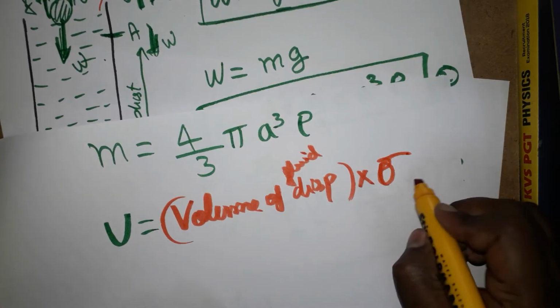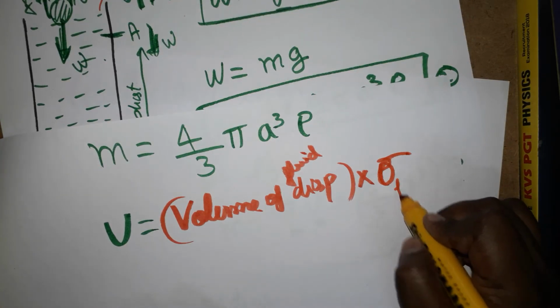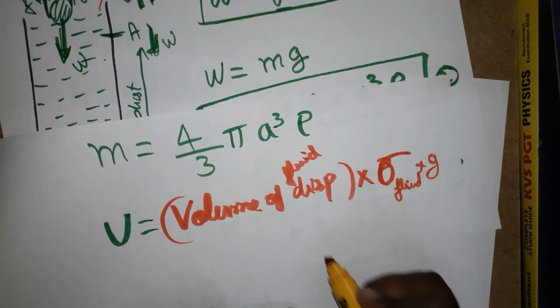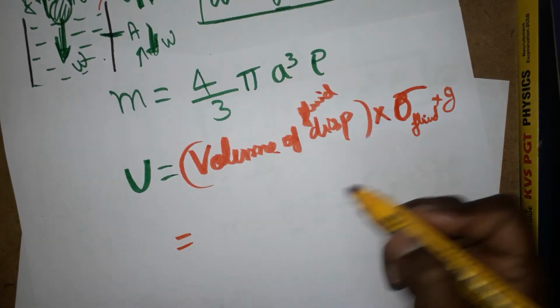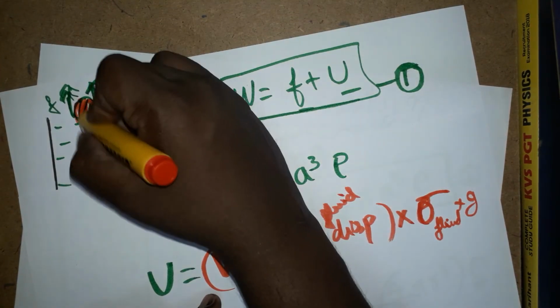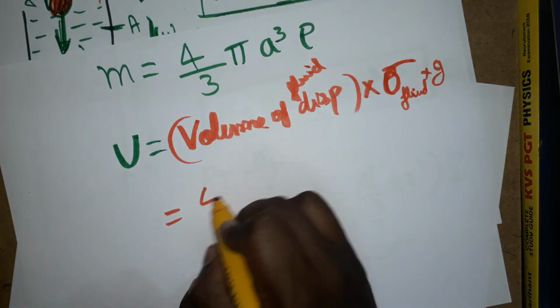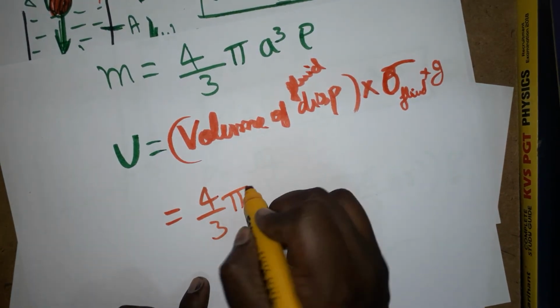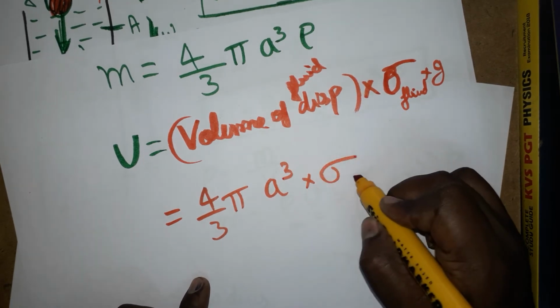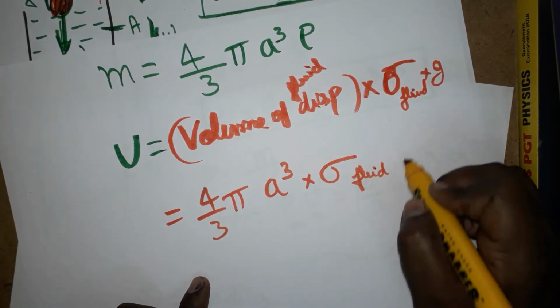This is like a sigma, the density of the liquid or fluid, into gravity. Now what is the volume of the liquid displaced? The equivalent volume displaced is the volume of the sphere, which is 4 by 3 pi r cube. Here, density of the fluid, sigma of fluid, into g.